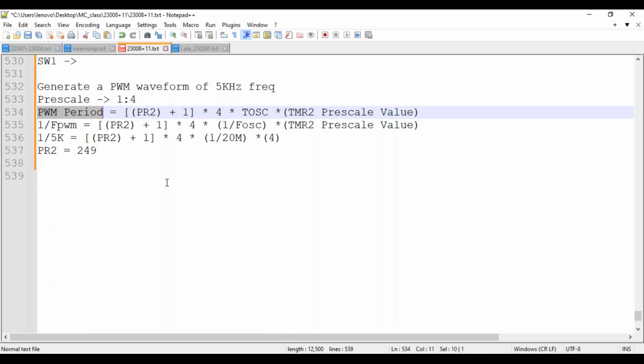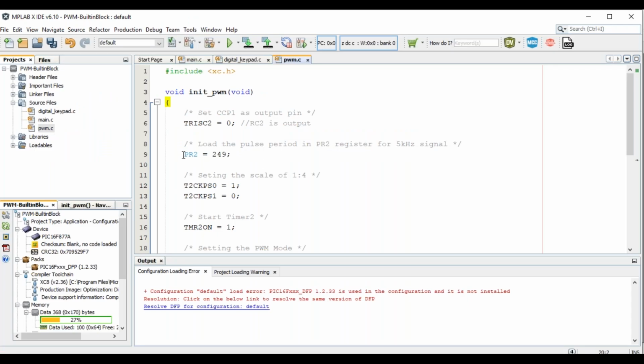So you have certain restrictions also. You cannot get a modulated waveform of 10 kilohertz frequency, or just one hertz frequency, something like that. So you should be careful what you write into the PR2 register. You can write any value ranging from 0 to 255 only. Anyways, to get a modulated waveform of 5 kilohertz, I have to write the PR2 register with 249. That is to make sure I'm going to get a frequency of 5 kilohertz.